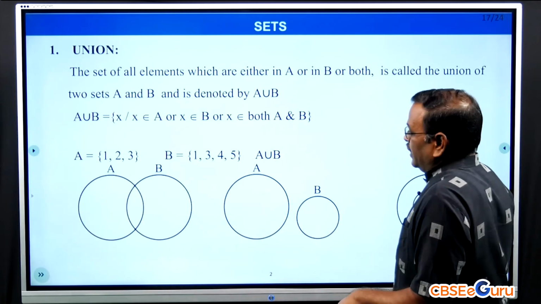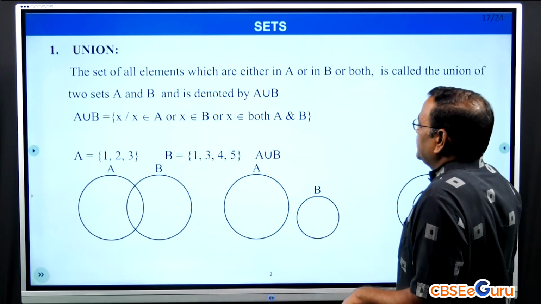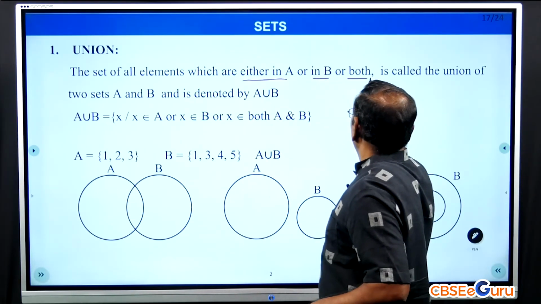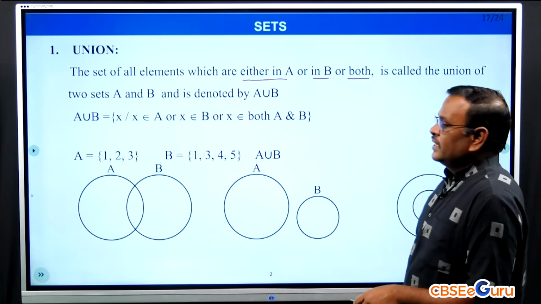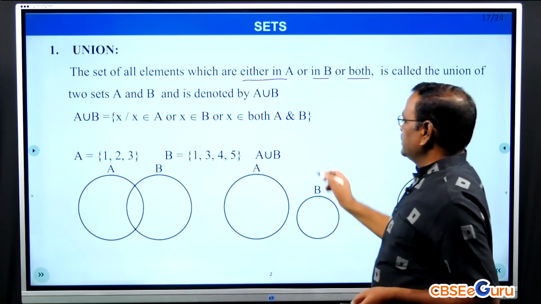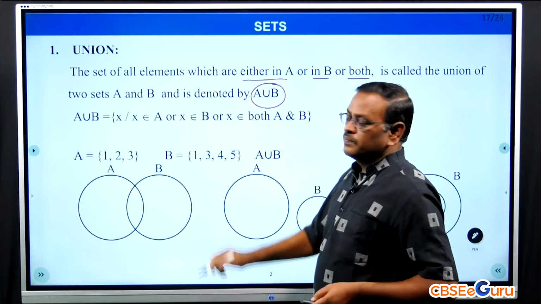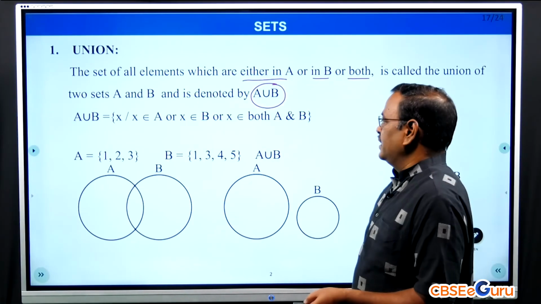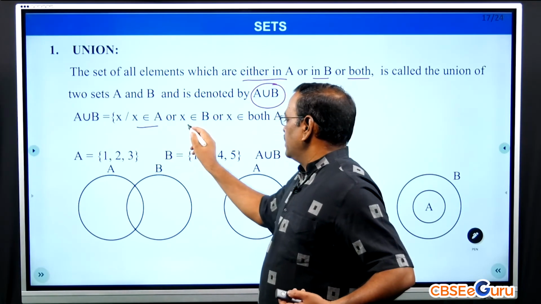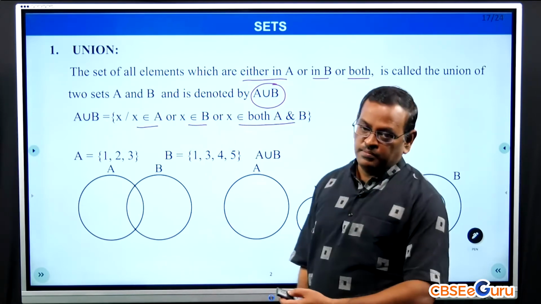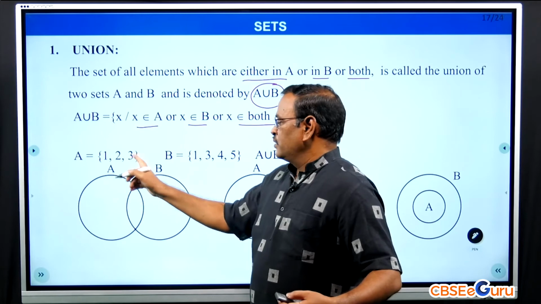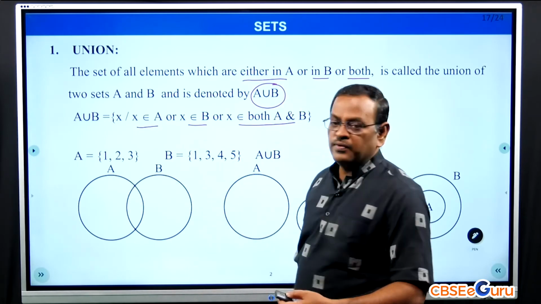First, union: the set of all elements which are either in A or in B or in both is called the union of 2 sets A and B, and is denoted by A union B. A union B equals x such that x belongs to A or x belongs to B or x belongs to both A and B. For example, A equals {1, 2, 3}, B equals {1, 3, 4, 5}. What is A union B?